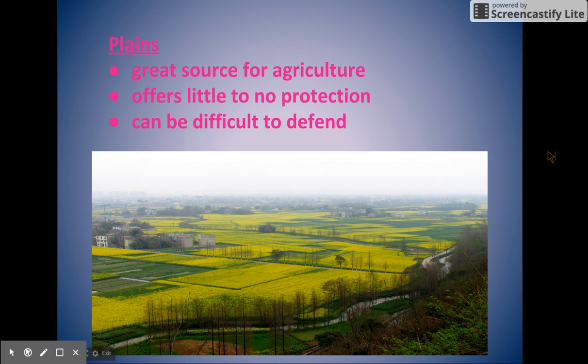The plains are a great source for agriculture. Many ancient civilizations have used the plains as their farming land. Although the plains offer very little protection because it's flat, it can be difficult to defend.